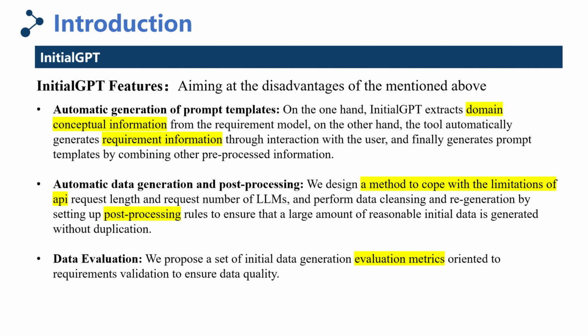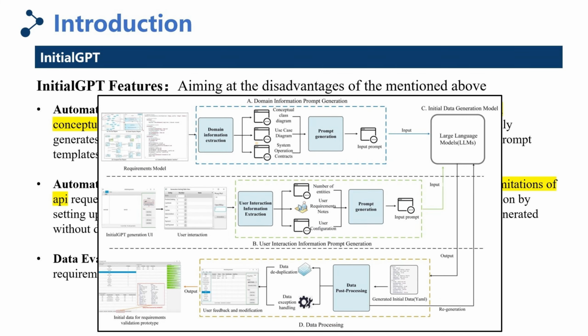InitialGPT has three features. One is automatic generation of prompt templates, as shown in the figure. InitialGPT extracts domain conceptual information from the requirement model and automatically generates requirement information through interaction with the user. Finally, it generates prompt templates by combining other pre-processed information.